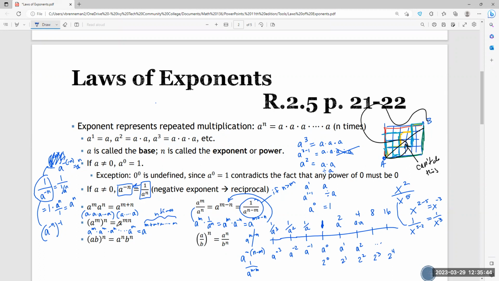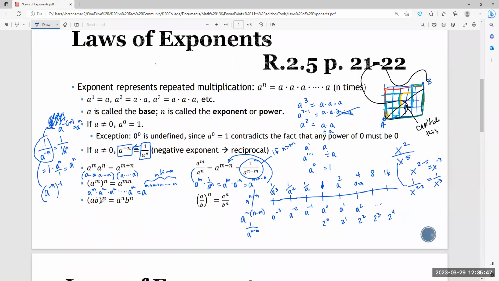And then we have the power of a product. Again, the definition of exponent says that's AB times AB times AB, that multiplication n times. But the way multiplication works, it can be reordered freely. So I can just group all the A's together, and that's n A's being multiplied together, and then n B's being multiplied together. So A to the n times B to the n.